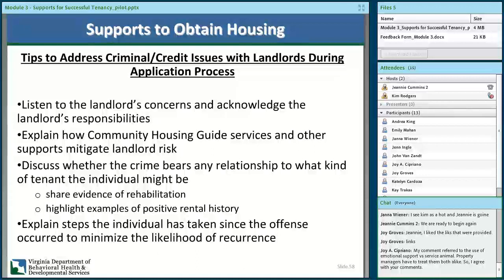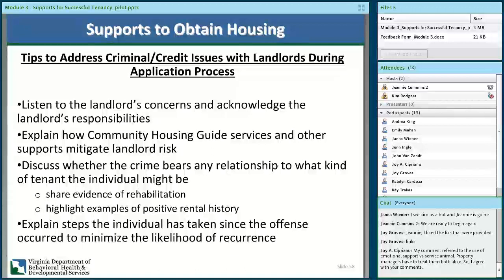Here are some tips for addressing criminal and credit issues with landlords in the application process. First, listen to the landlord's concerns and acknowledge the landlord is responsible for the safety and welfare of all tenants. Explain that community housing guide services, along with case management and other support services, can help mitigate the risks associated with renting to a person who has criminal or credit issues. Explain what assistance you offer during the transition and post-tenancy to help individuals attain and maintain housing stability.